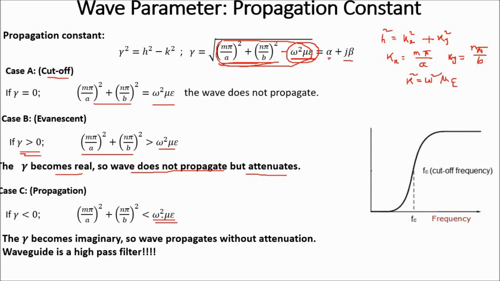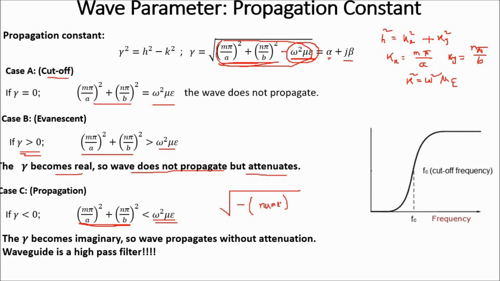high enough that the product omega square mu epsilon has a higher value than this number, then the square root of this will be negative. So you will get something negative here, because this value is higher than the other value, so you get a negative number.